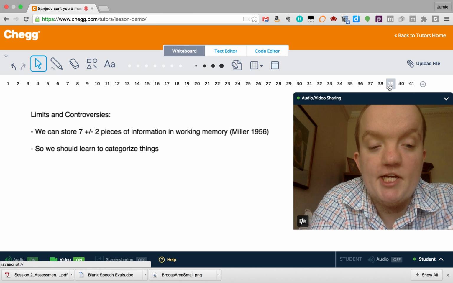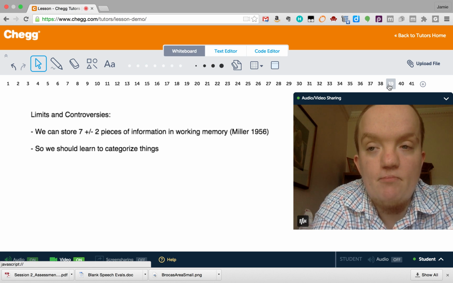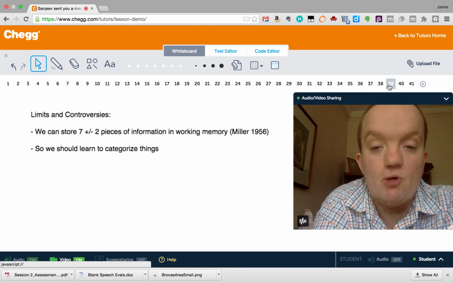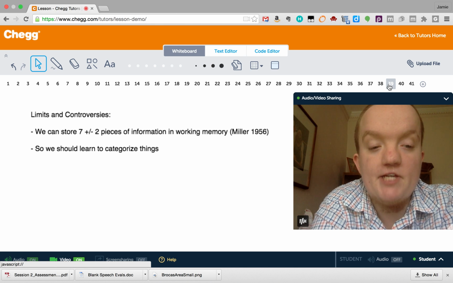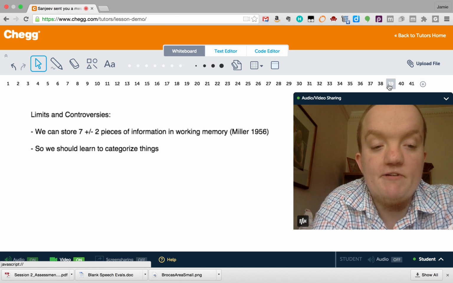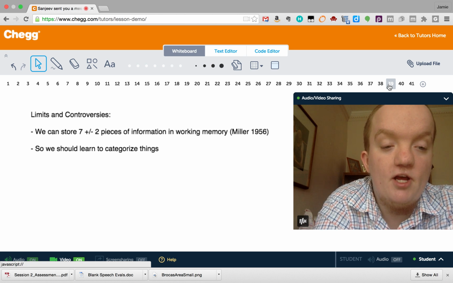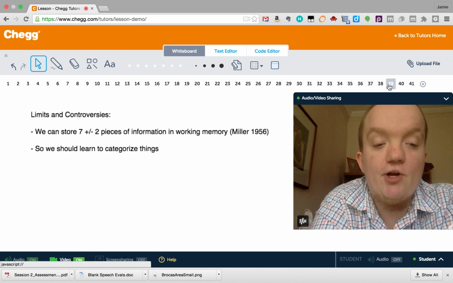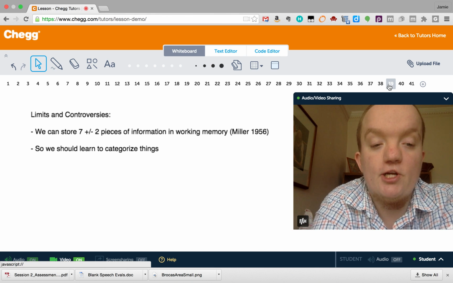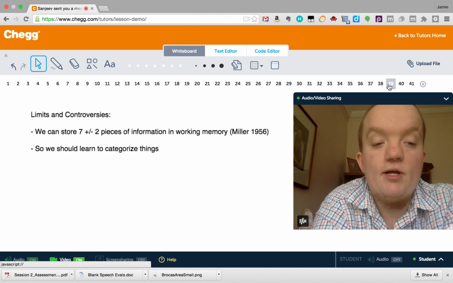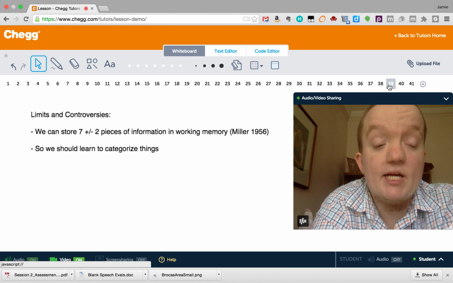Miller, in 1956, says we can store 7 plus or minus 2 pieces of information in working memory at one time. This suggests that we should categorize things into higher categories. Instead of saying the revolution occurred in 1776 and the Constitution was signed in 1787, we want to try and create a bigger category, like the American Revolution, so that we can store 7 categories like that rather than 7 pieces of individual information. This is how people become experts.